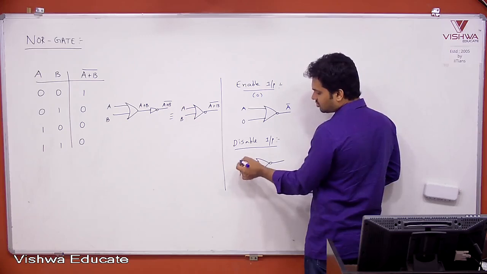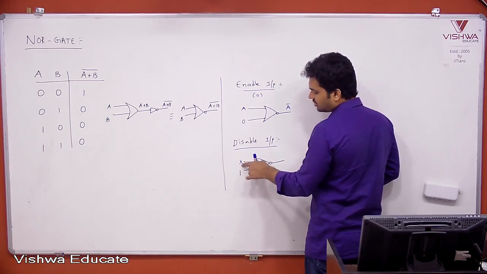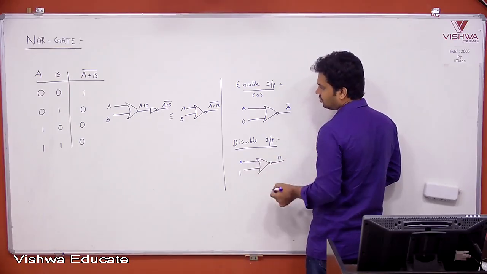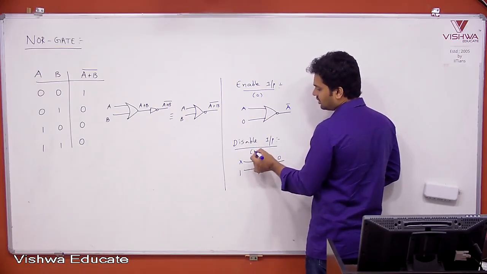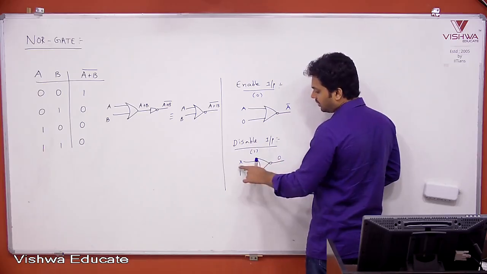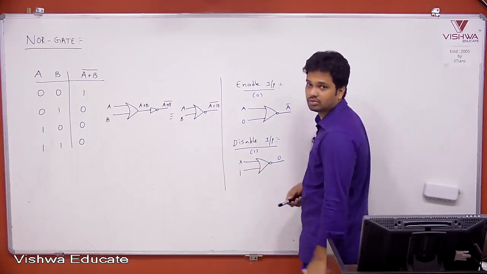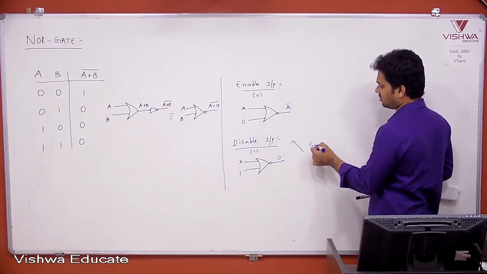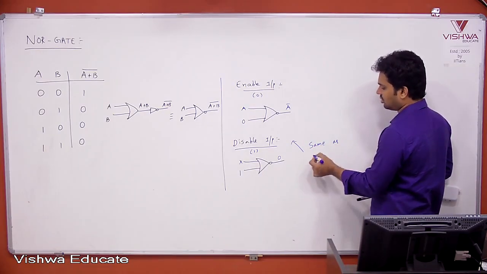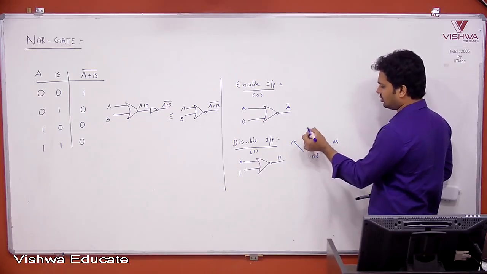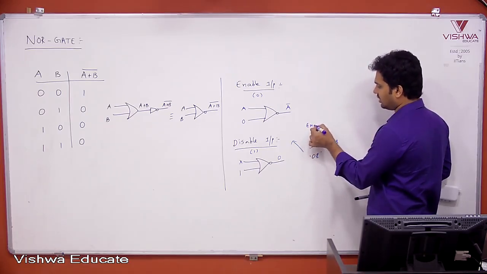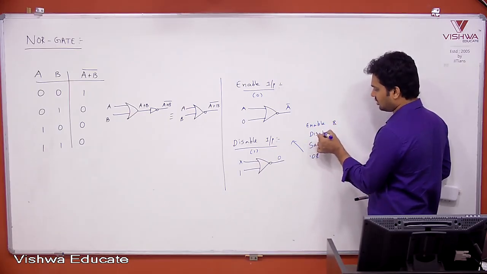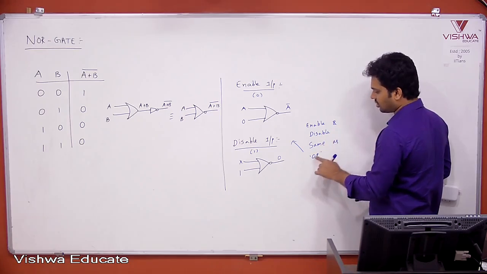If one of the inputs is 1, then 1 plus anything is 1, and the inversion is 0. So the disable input here is 1, because the output is independent of the other input. So they are the same as OR. You can understand here that enable and disable are the same as for the OR gate.